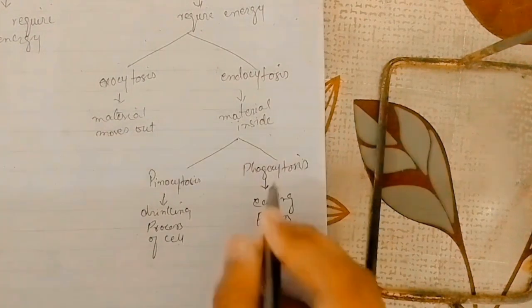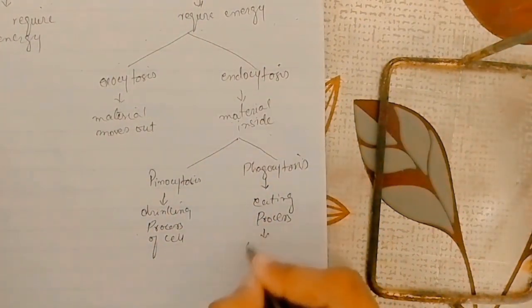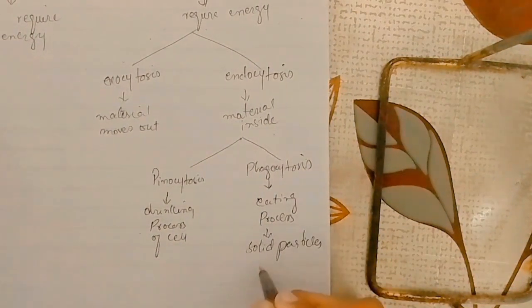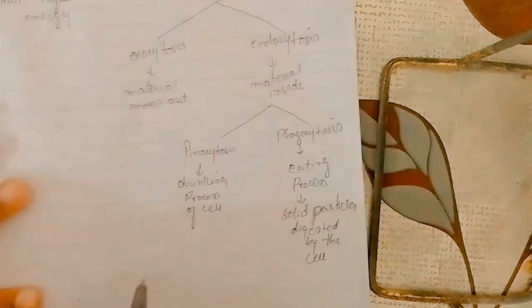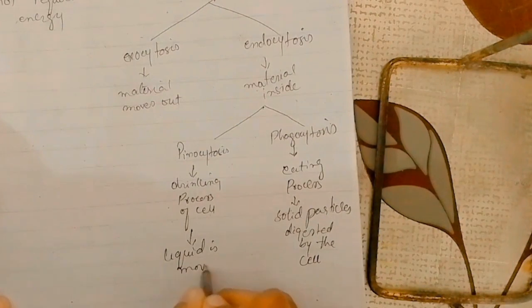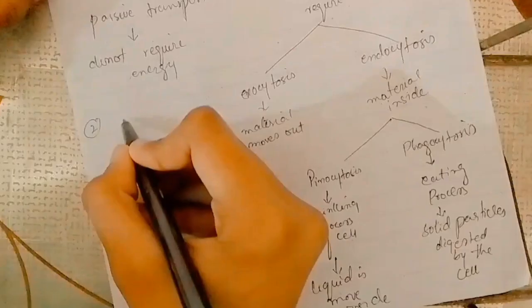Why? Phagocytosis is known as the eating process because solid particles are digested by the cell. And in pinocytosis the liquid moves inside the cell, so that is why it is known as the drinking process of the cell.